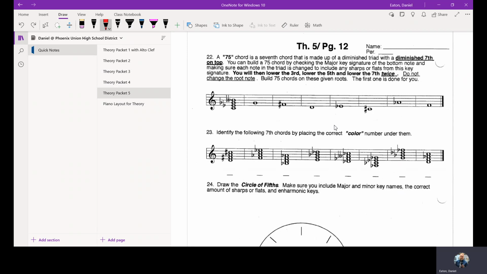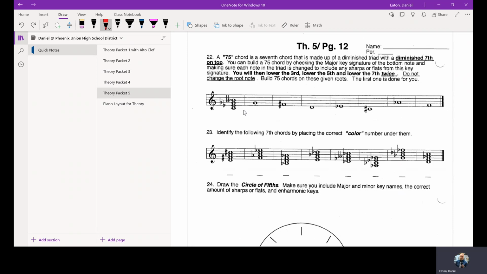Okay. A 7/5 chord is a 7th chord that is made up of a diminished triad with a diminished 7th on the top. You can build a 7/5 chord by checking the major key signature of the bottom note and making sure each note in the triad is changed to include any sharps or flats from this key signature. You will then lower the 3rd, lower the 5th, and lower the 7th twice. Do not change the root note. Build 7/5 chords on these given roots. The first one is done for you.